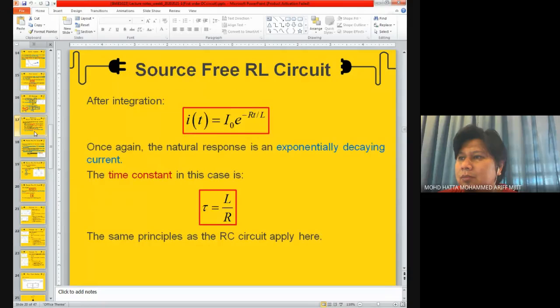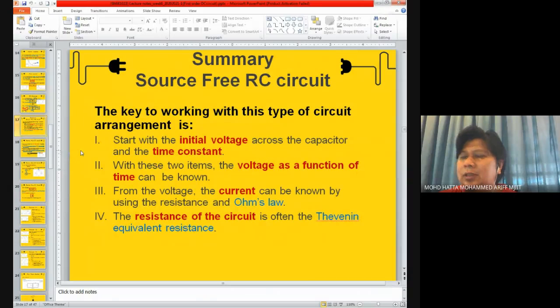About the strategy or how to analyze an RC circuit, a source-free RC circuit. The key things listed over here are that you need to know how to calculate your initial voltage. If given, then that is good. And also the time constant.